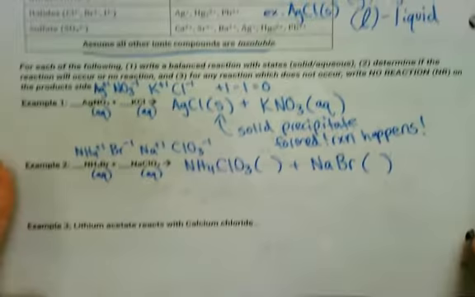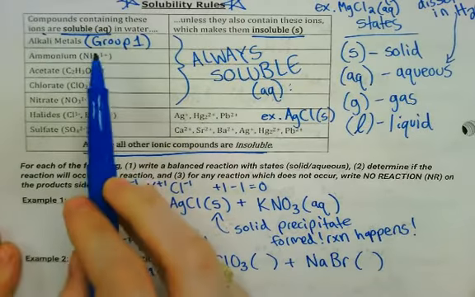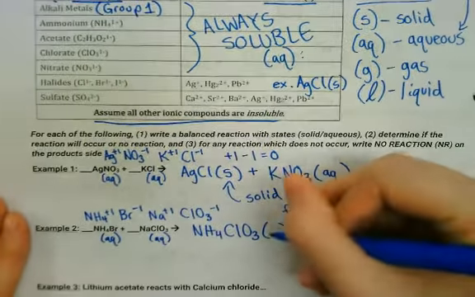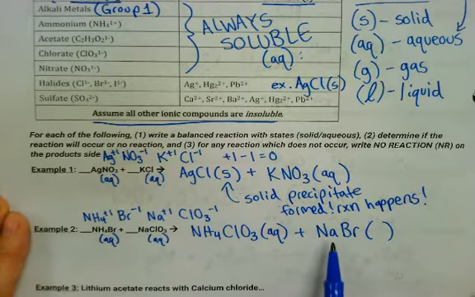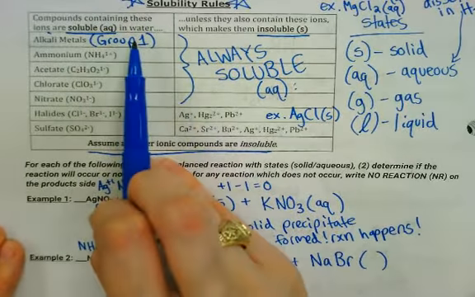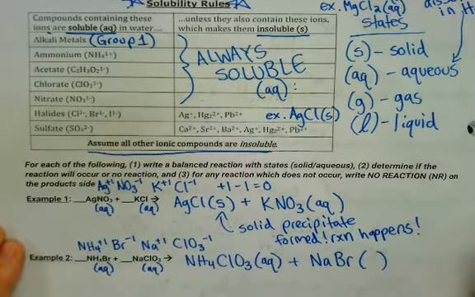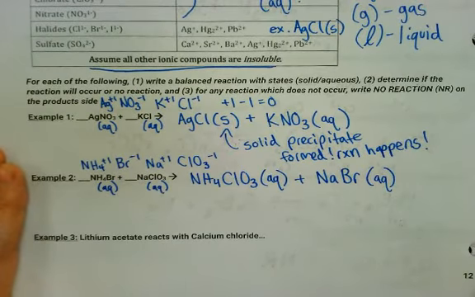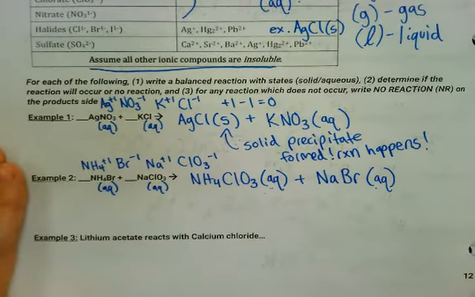Now we're going to predict what state these are going to be in if they're in water. I see up here that if I have a compound containing ammonium, it will always be soluble. There's no exception. So we can put aqueous here. Same thing for sodium. Sodium is a group 1 metal. They are always soluble. If you see sodium in your compound, it is soluble. So there is my aqueous for that compound. So we have both of our products aqueous.